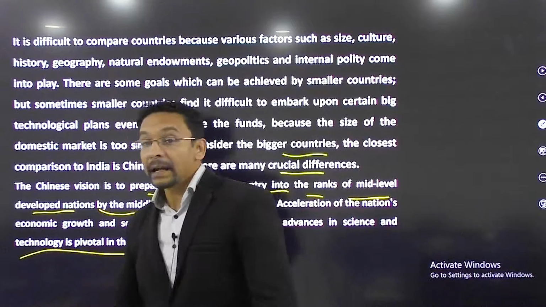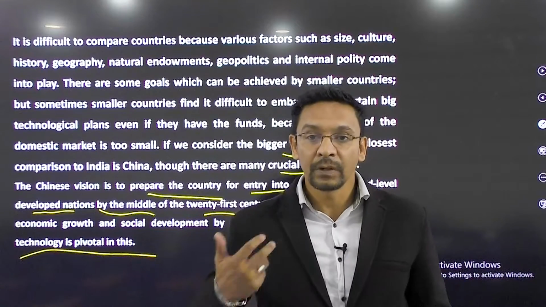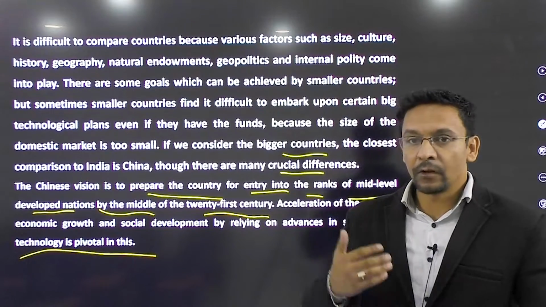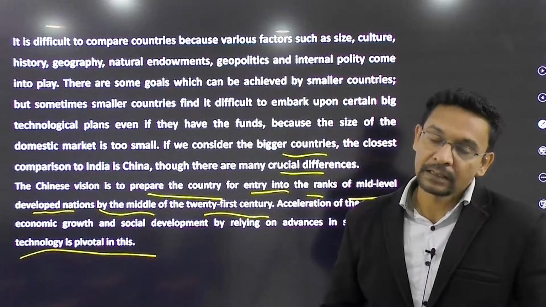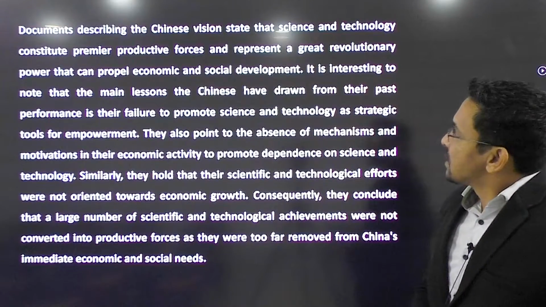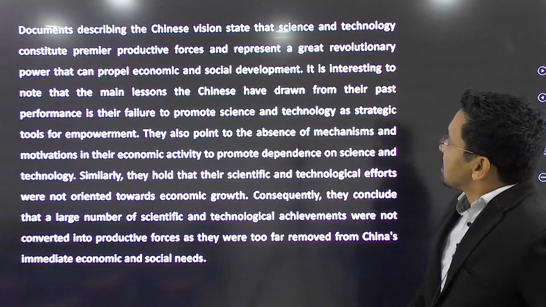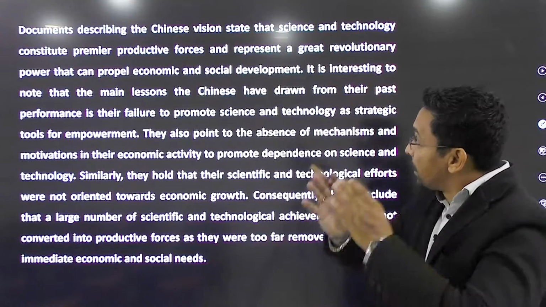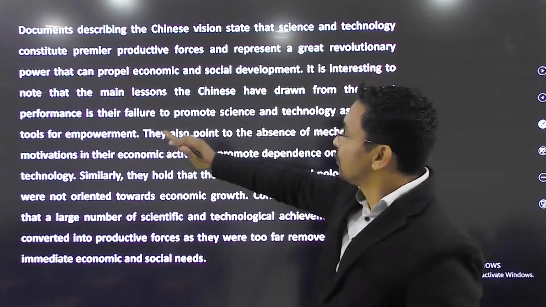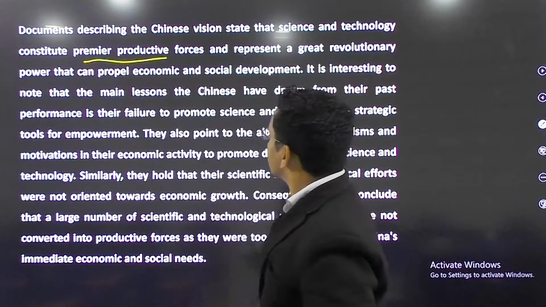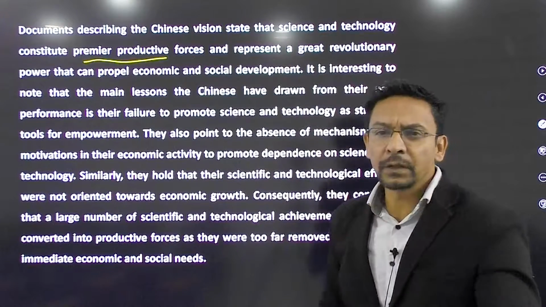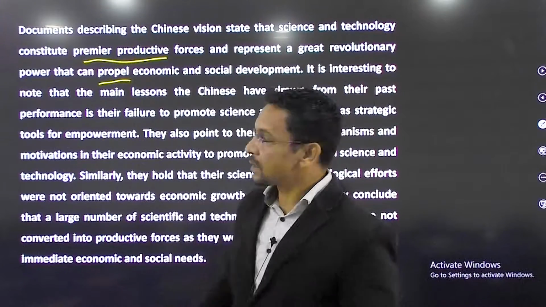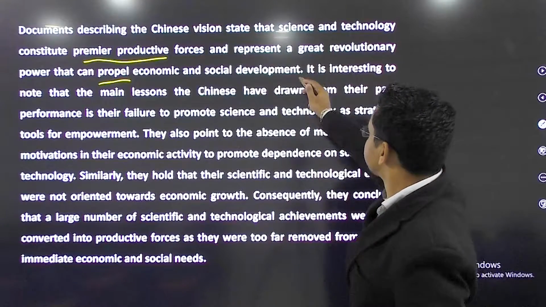pivotal in this. China, we all know that technology is doing very well. Technologically, they're pretty advanced. और इसी वजह से वो कई कंट्रीज से आगे भी निकल गए हैं. डॉक्यूमेंट्स डिस्क्राइबिंग द चाइनीज विजन स्टेट क्या बताते हैं वो कि साइंस और टेक्नोलॉजी कॉन्स्टिट्यूट प्रीमियर प्रोडक्टिव फोर्सेस. इसी के बेसिस पे वो आगे बढ़े हैं. प्रीमियर प्रोडक्टिव फोर्सेस एंड रिप्रेजेंट अ ग्रेट रेवोल्यूशनरी पावर. वेल दैट कैन प्रोपेल, एक्सेलरेट कर सकता है वो इकोनॉमिक एंड सोशल डेवलपमेंट को.